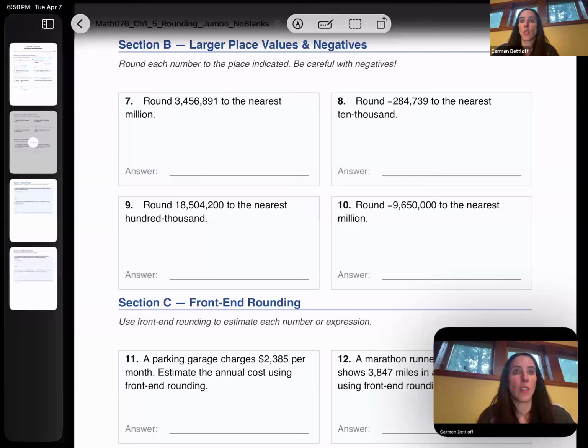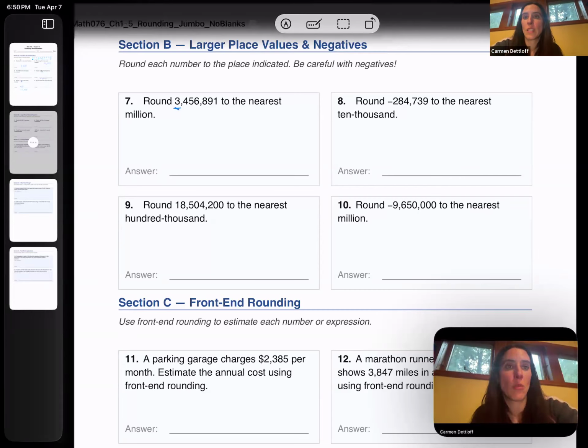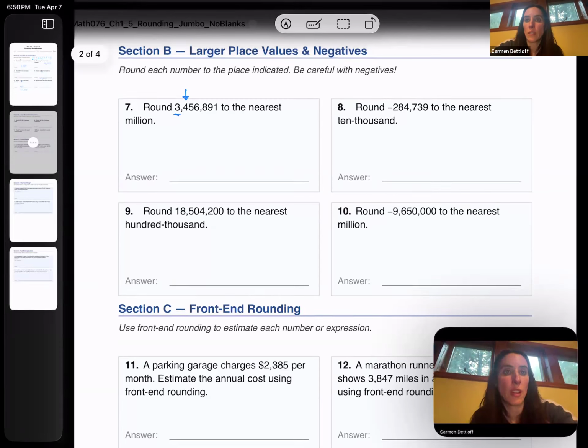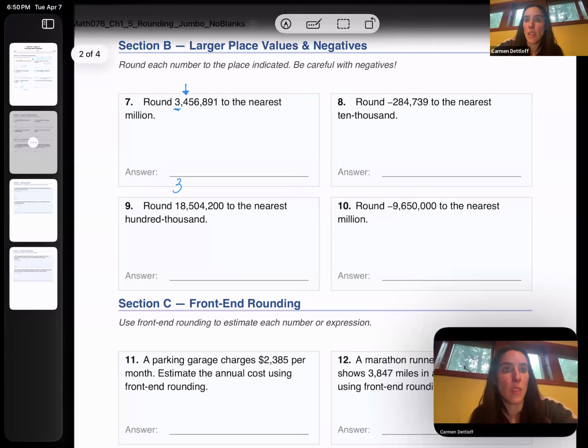So let's round 3,456,891 to the nearest million. So I'm going to look at my millions. Is that 3? So I'm going to look at the digit beforehand, 4, and that's going to determine if I'm going to round up or down. So 4 is on the lower half of the number line, so 4 is going to get rounded down. So I get 3 million is my final answer.